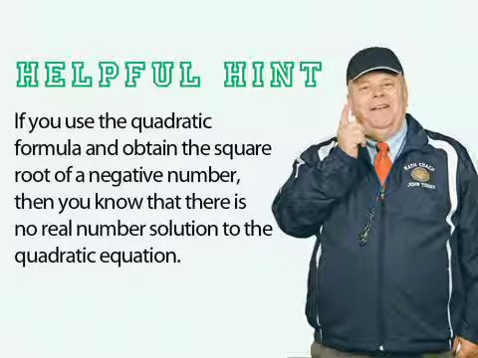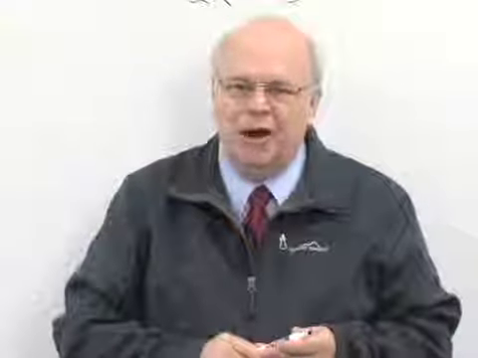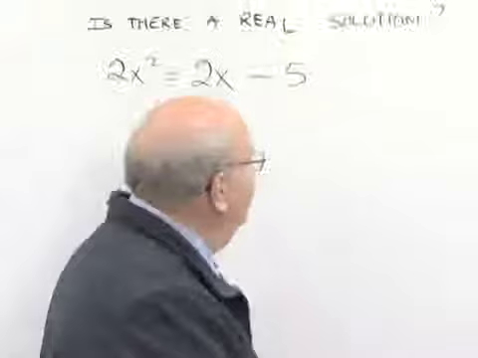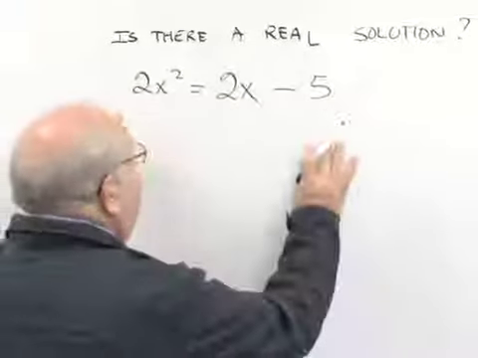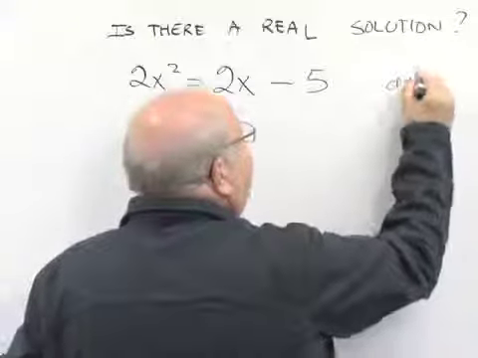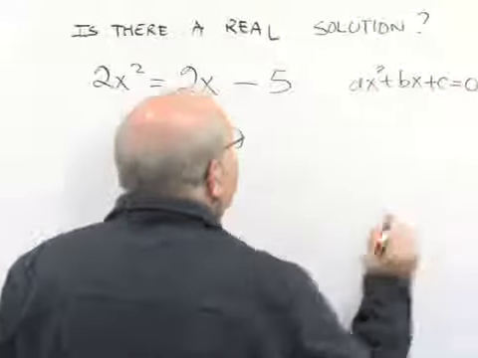If you use the quadratic formula and obtain the square root of a negative number, then you know that there is no real number solution to the quadratic equation. Now, let's see if we can attempt to solve this problem and see what happens when we use the quadratic formula. We need to have an equation that's in the form ax squared plus bx plus c equals 0.